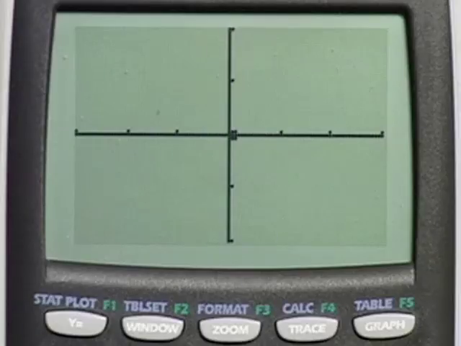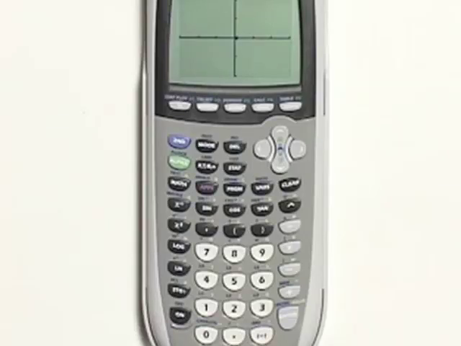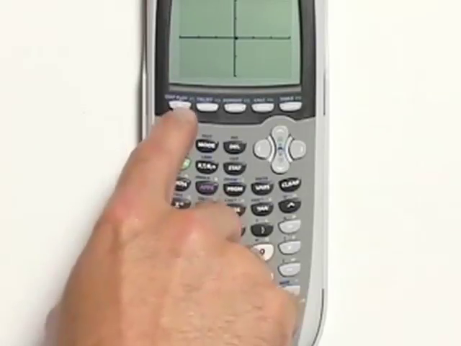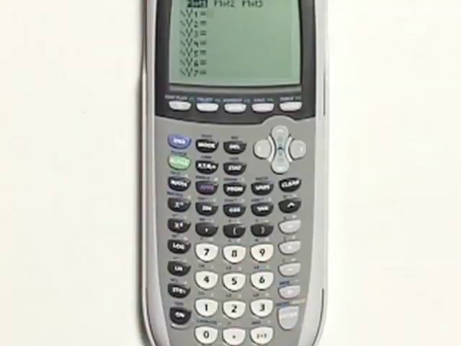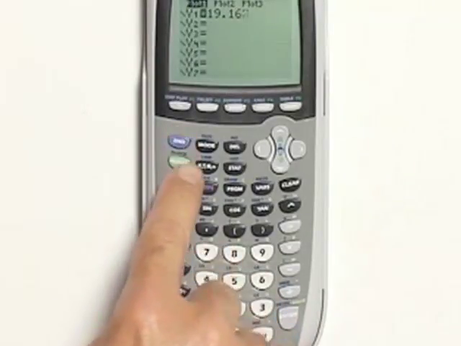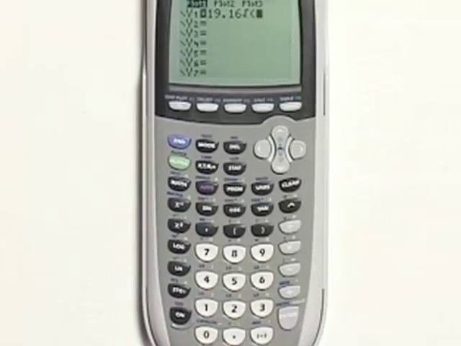the sun. 0.9, 0 is where the sun is, relative to the orbit we're about to draw for Uranus. Now we'll enter the equations. We use the equation editor, or the y equals key. Our first equation, y sub 1, is 19.16 times the square root, so we press second square root.